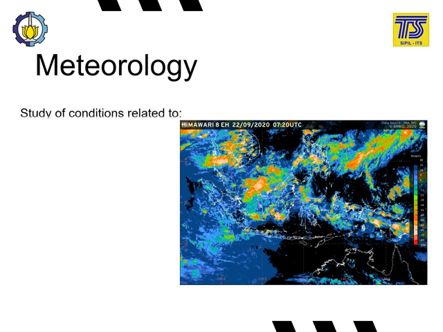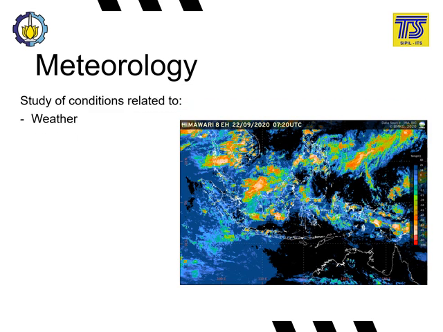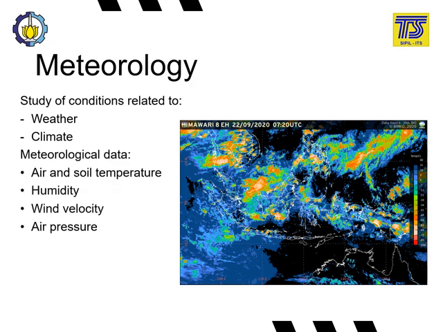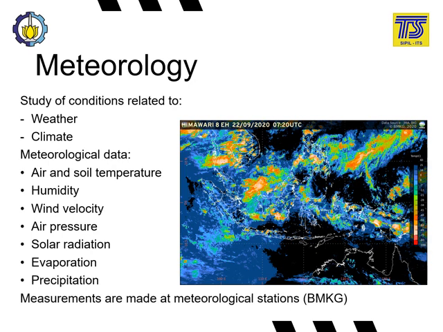So, meteorology. Meteorology is the study of conditions related to weather and climate. There is a lot of meteorological data, but in this lesson, we will only talk about these here: air and soil temperature, humidity, wind velocity, air pressure, solar radiation, evaporation, and precipitation.